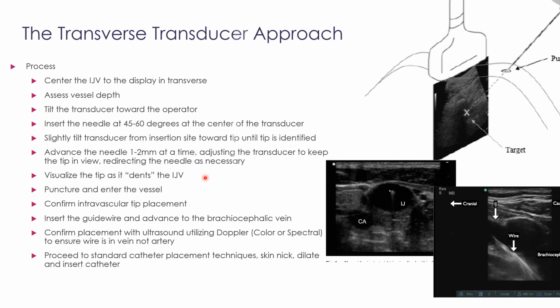At that point, you're then going to insert your guide wire. So you'll want to go same approach, beginning feeding the guide wire through the needle system, following it all the way until it gets to usually the brachiocephalic vein. At that point, you don't want to go any farther until you again use color and spectral to verify that you're in the vein, not an artery. Once that guide wire is placed, then you can go ahead and proceed to standard catheter placement, including a skin nick, dilating, and inserting the catheter.